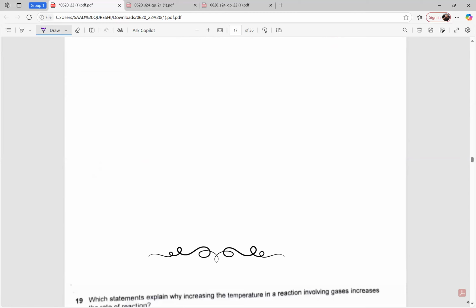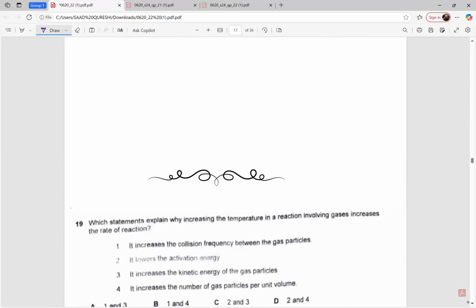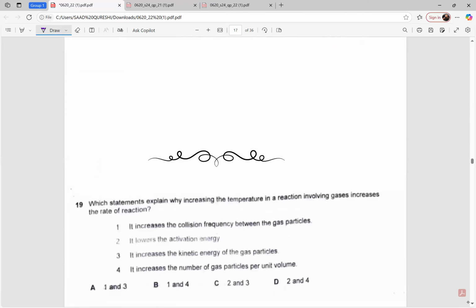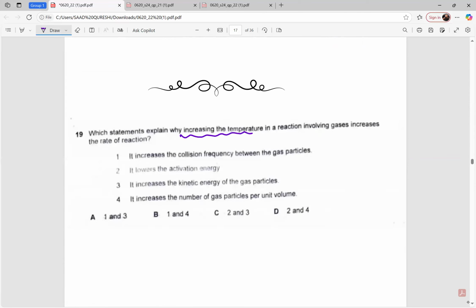Which statement explains why an increasing temperature involving gases increases the rate of reaction? So increase in temperature. Whenever temperature comes, we have to consider the kinetic energy. Increasing the temperature increases the kinetic energy. Statement 3 says it lowers the activation energy. This is wrong because activation energy is only affected by a catalyst.